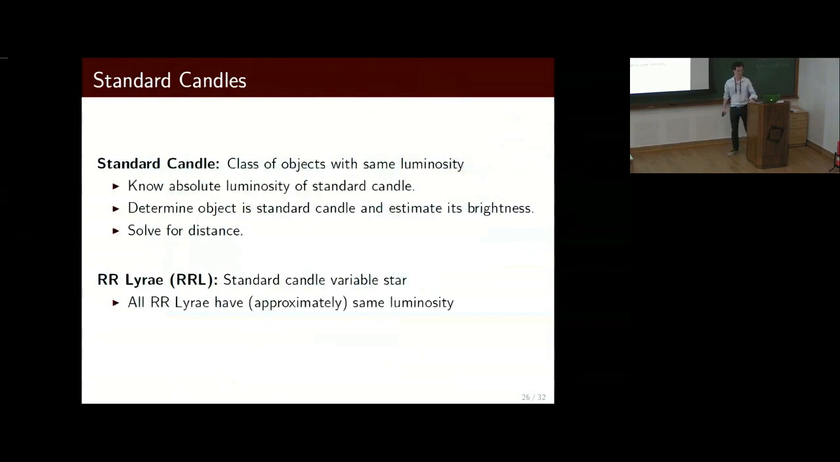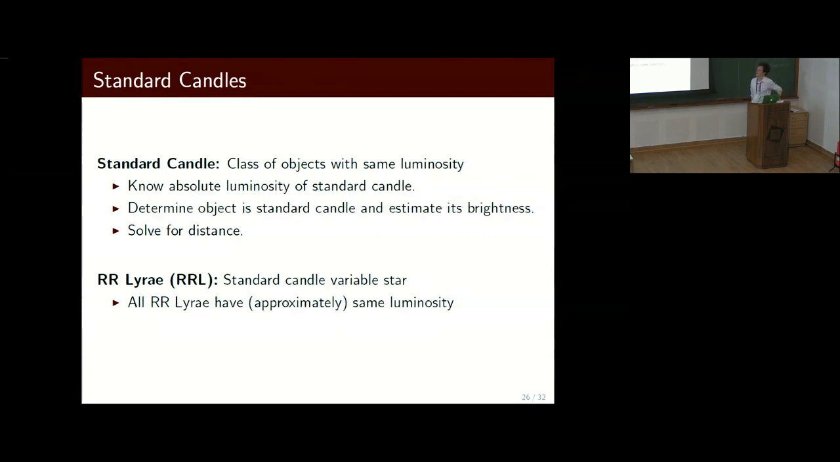So one way to address this, astronomers have many ways, but one method is through standard candles. Standard candles are classes of objects, all of which have approximately the same luminosity. So if we can determine that an object belongs to a standard candle class, then we know its luminosity, we know its brightness, that's how much light we observe in the telescope, and then we can determine its distance.